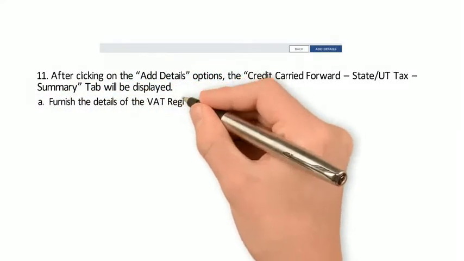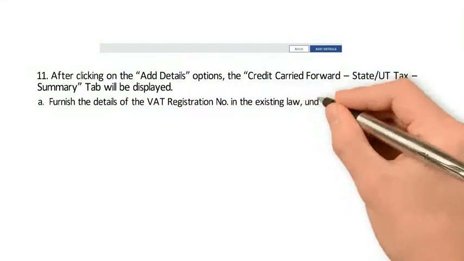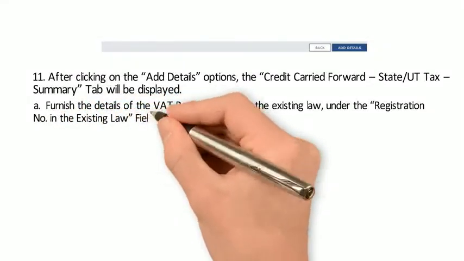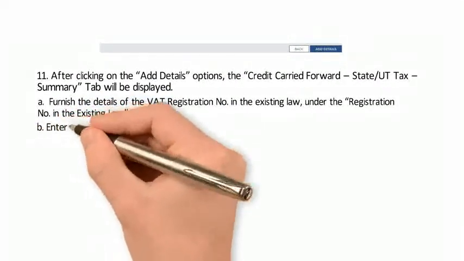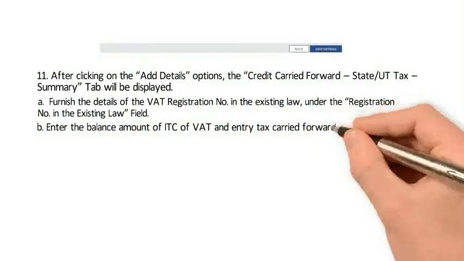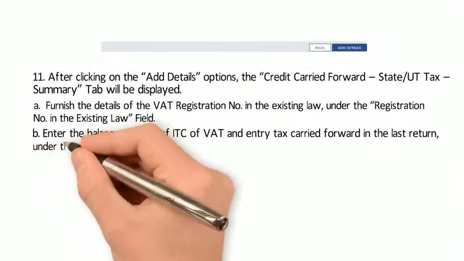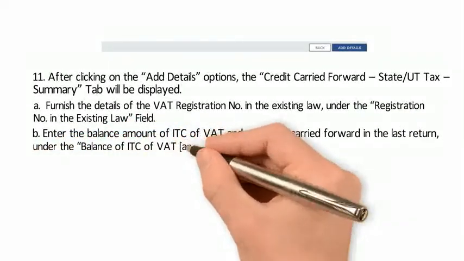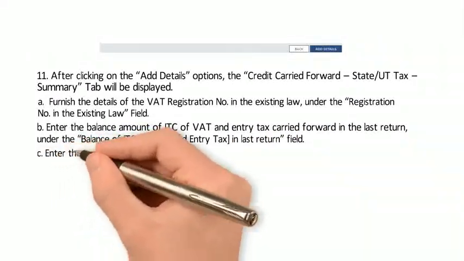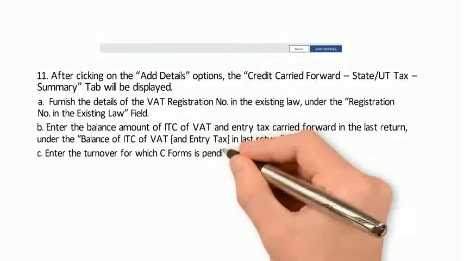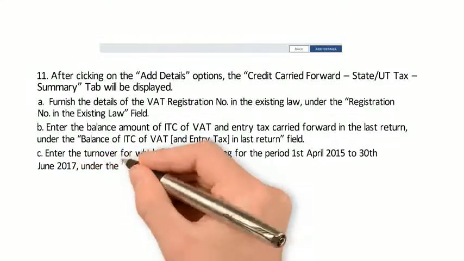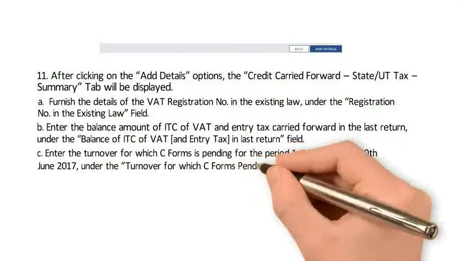A. Furnish the details of the VAT registration number in the existing law, under the registration number in the existing law field. B. Enter the balance amount of ITC of VAT and entry tax carried forward in the last return, under the balance of ITC of VAT and entry tax in last return field. C. Enter the turnover for which C-Forms is pending for the period April 1, 2015 to June 30, 2017, under the turnover for which C-Forms pending field.